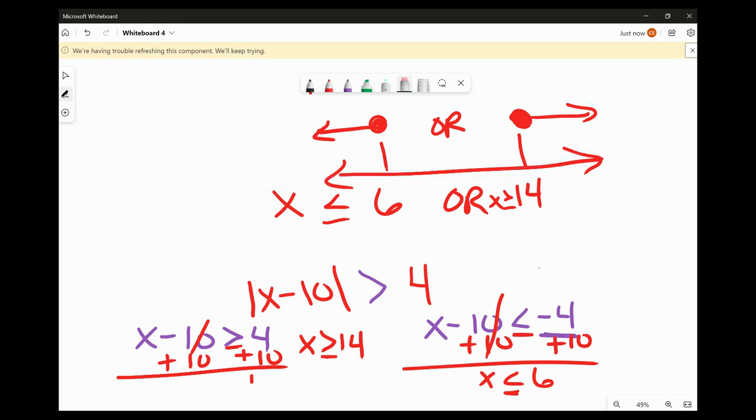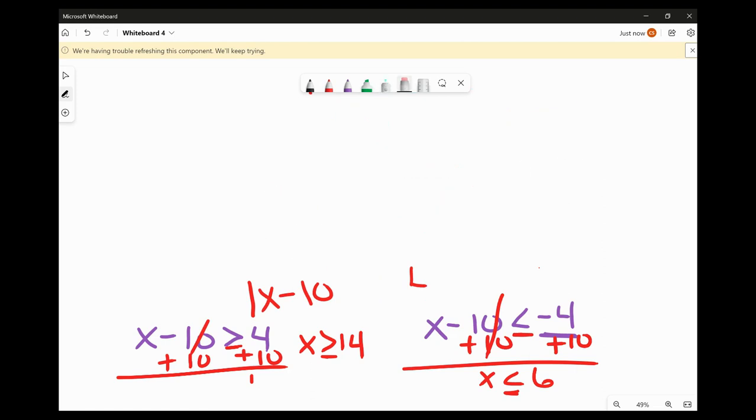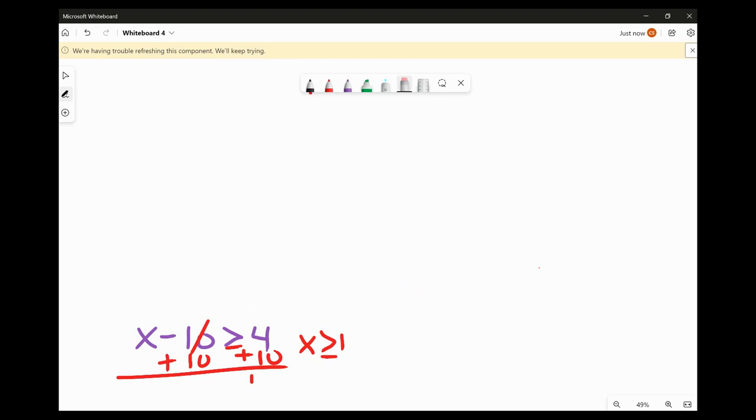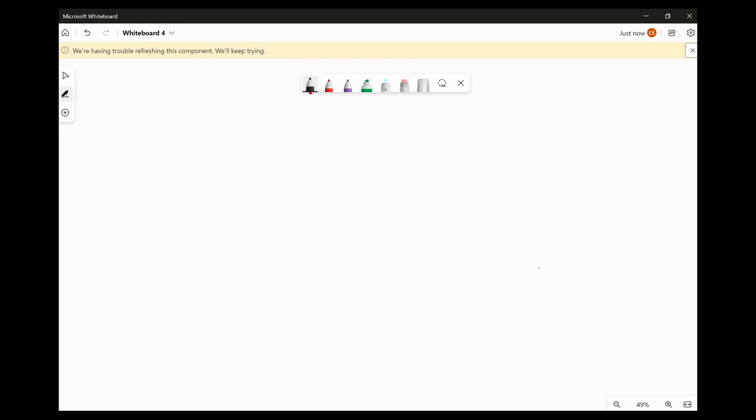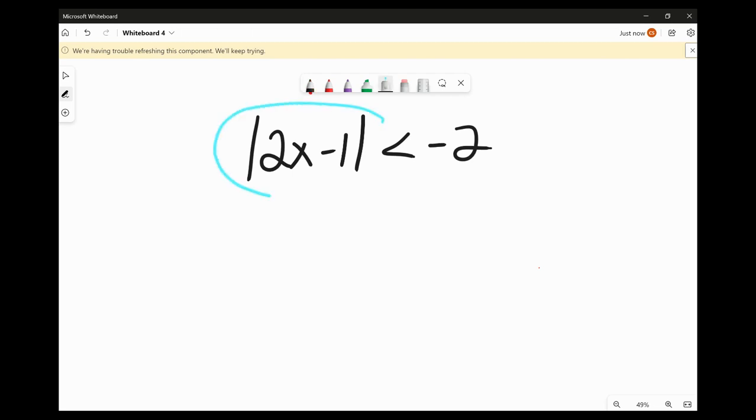Now, let's look at special situations. A special situation would be when I have something that looks like this. The absolute value of 2x minus 1 is less than negative 2. When you look at that, when you look at the absolute value sign, you know this is going to be a positive number. So will a positive number ever be less than a negative 2? No. So the answer for this one would be no solution. In order to do this, you have to isolate the absolute value signs first to determine.